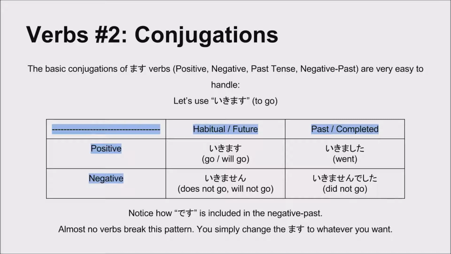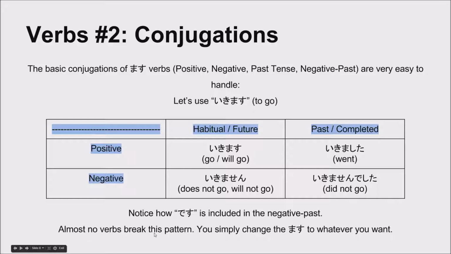More conjugations. The basic conjugations of mas verbs continues. This is with general mas verbs. For example, ikimasu, and this works for almost every mas verb besides des. Positive, ikimasu. I go every day, or I will go. Past, ikimashita. I went. Negative, habitual, ikimasen. I don't go, he doesn't go, I will not go. Or future, I will not go. Negative past, ikimasen deshita. Notice we have deshita at the end there. I did not go. Notice how des is included in the negative past, just like I just explained to you.